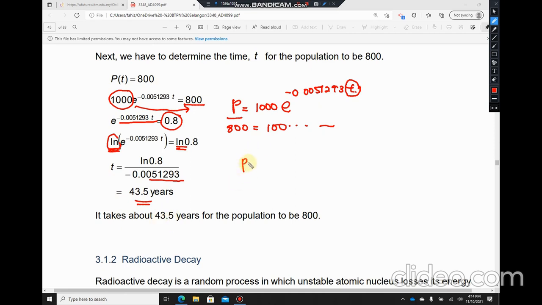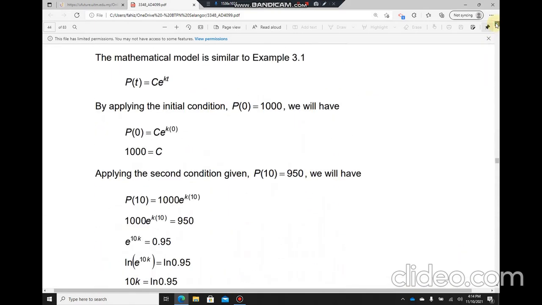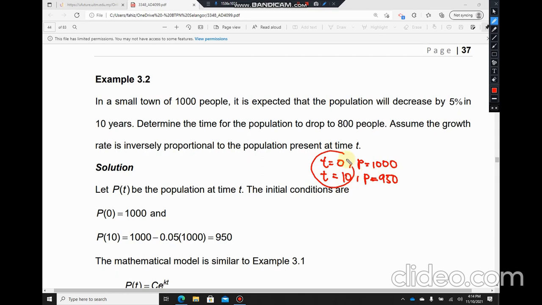So dalam case population, dia mungkin akan awak jumpa growth or mungkin decay. Maksudnya kalau growth ni, dia akan bertambah mengikut tahun. Kalau decay, dia akan berkurang mengikut tahun. So kalau kita tengok kat sini, example 3.2, bila t sama dengan 0, P equals to 1000. And then when t equals to 10, P equals to 950. So nampak tak, dia makin berkurang, tahun bertambah. Tadi, P equals to 800 pada t berapa? So this one kita nampak population makin decrease.